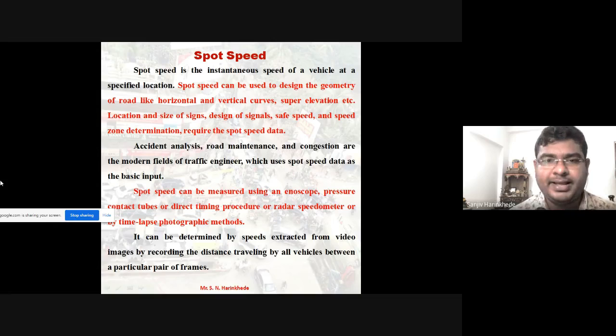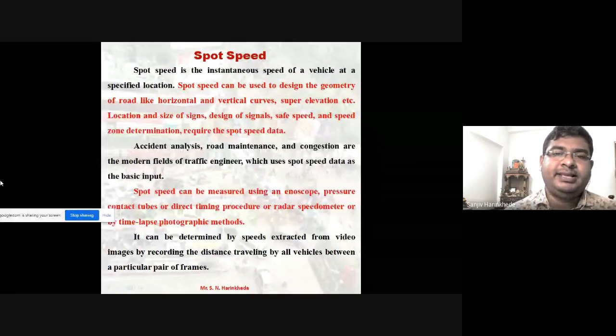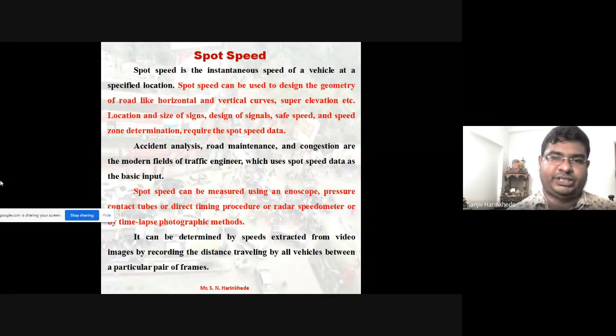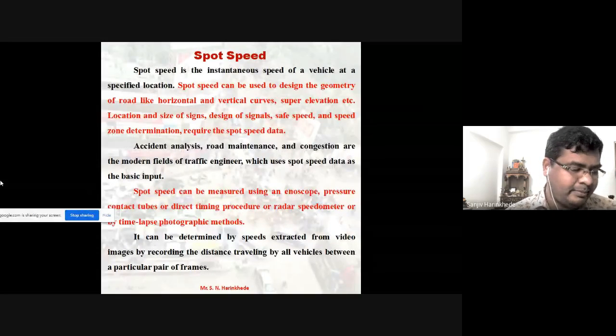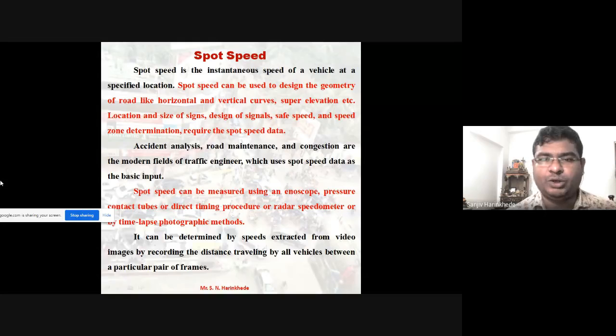The first type is spot speed. Spot speed is the instantaneous speed of the vehicle at a specified location. Spot speed can be used to design the geometry of the road, like horizontal and vertical curves and super elevation. As we know, there are various curves, that is horizontal and vertical. Basically, the embankment or the super elevation is designed by this spot speed method.